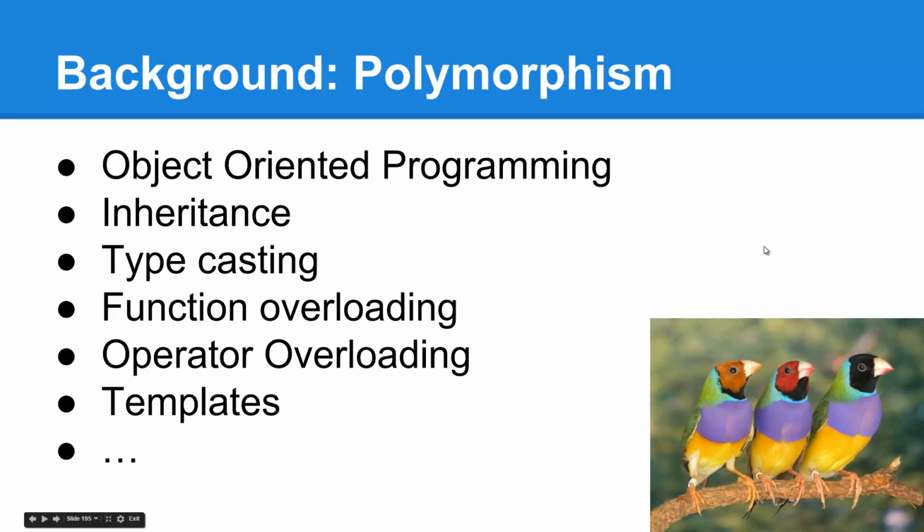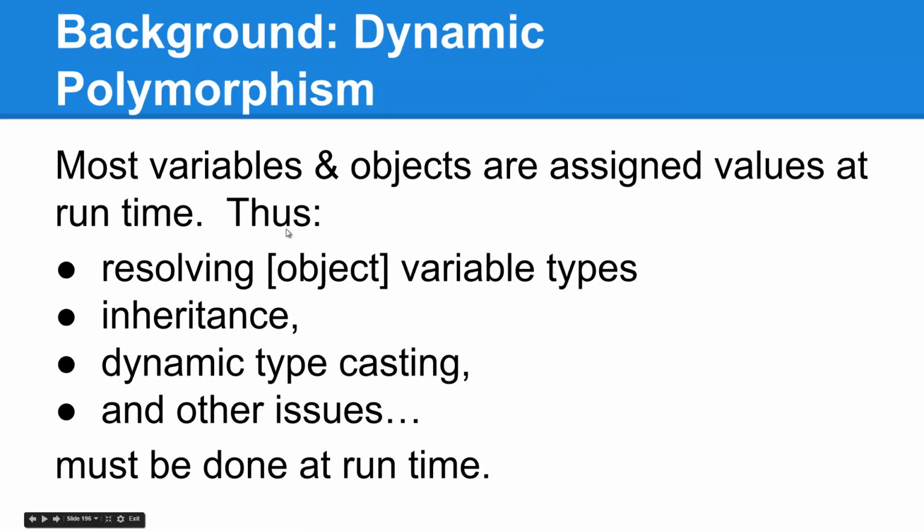Polymorphism encompasses all of the following topics, from object-oriented programming to inheritance to typecasting to function overloading, overloading operators, overriding functions, overriding operators, templates, etc. Having default values for function parameters and so on. However, in C++, many objects and variables are assigned values actually at runtime. And that's depending on user input, etc.